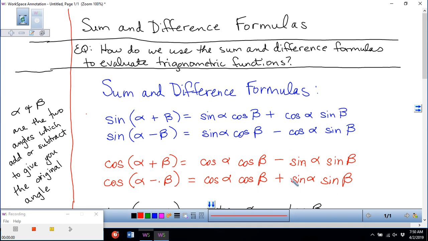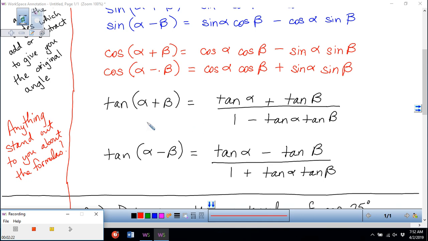Go ahead and pause and copy these, and then we'll move on to some tangent formulas. Notice on our tangent formulas, we have two of them. Tangent of alpha plus beta is equal to tangent of alpha plus the tangent of beta divided by the quantity 1 minus tangent alpha tangent beta.